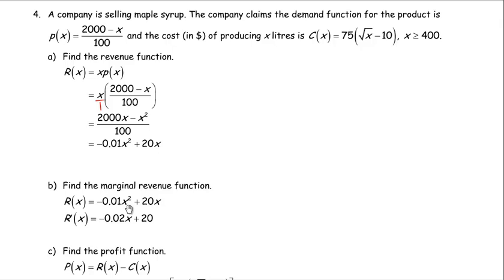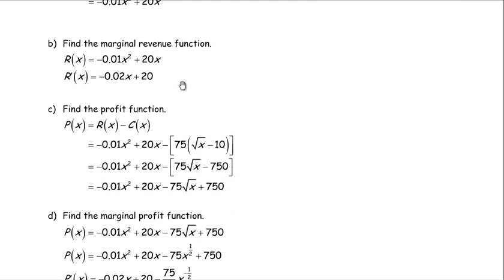So marginal means we're going to differentiate this. So here's our revenue function, the derivative. So 2 comes down and multiplies by negative 0.01 to give us negative 0.02, and we reduce the exponent by 1, so 2 becomes a 1, and the derivative of 20x would be 20. So that's the marginal revenue function.